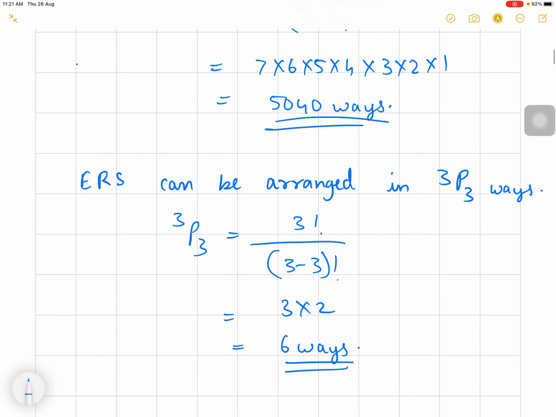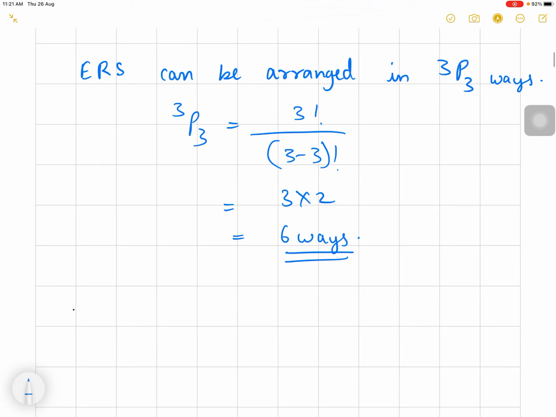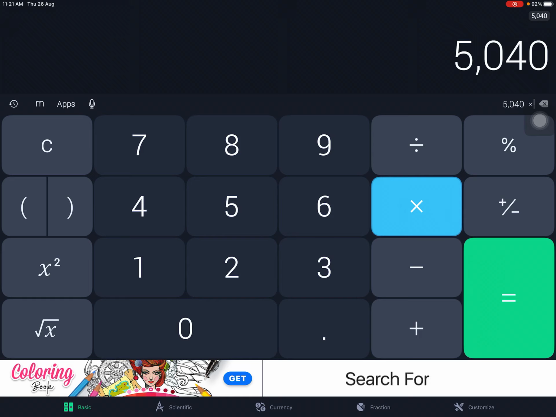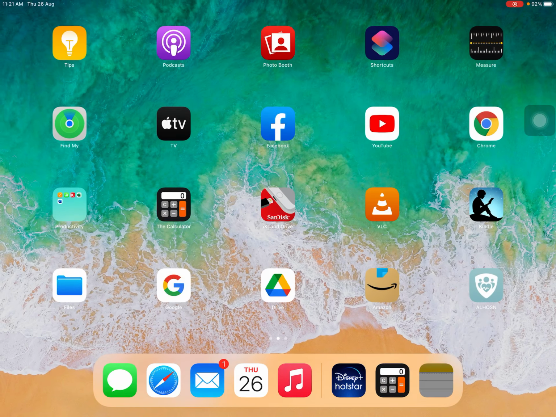So the total permutation will be 5040 ways multiplied by 6 ways. So total arrangements are 5040 into 6. It comes to 30,240 ways.